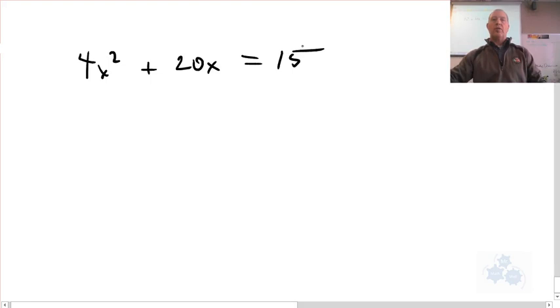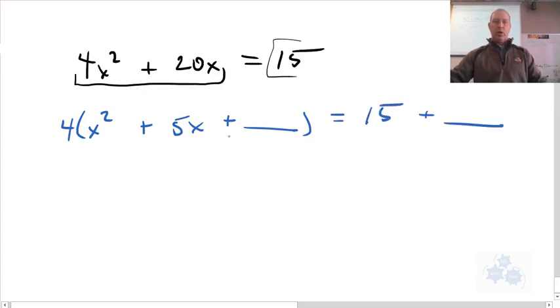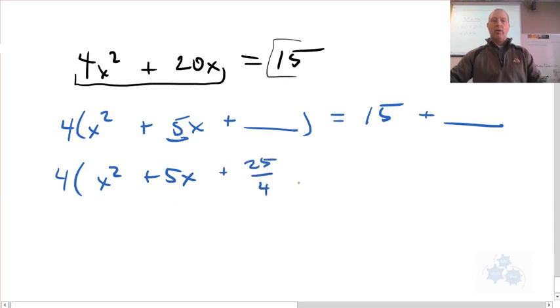Well, what we're going to do is you can leave this constant over here. You're going to focus on these two terms, the x squared and the x term. You're going to factor out the 4 from those two. And then you're going to complete the square, make this a perfect square trinomial. And whatever you add to the one side, you're going to have to add to the opposite side as well. And so how do we complete the square? Take half of this b term and square it. So this becomes x squared plus 5x. Half of 5 is 2.5, or 5 over 2. You square that, it's 25 over 4.